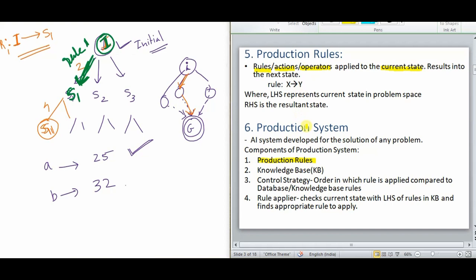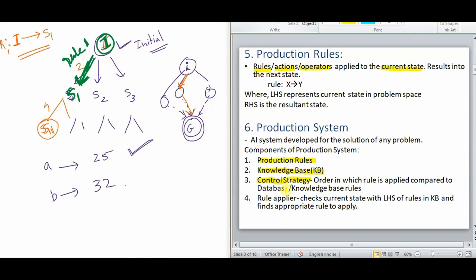Then where will these rules be stored? There should be some data storage. Rules will be stored in something called a knowledge base, or just KB. A knowledge base is a kind of database wherein all these rules, or initial instructions, or the production rules are stored, so that the machine can use these rules to go from one state to another state to make decisions. The third component of a production system is the control strategy.